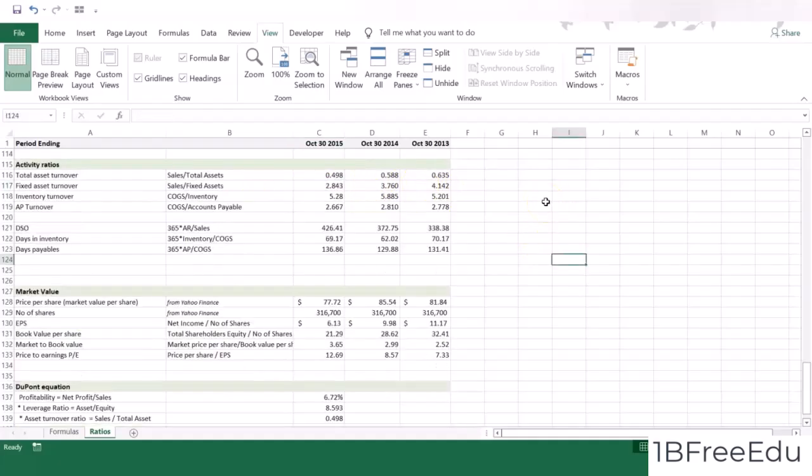Next, asset management ratios, or activity ratios. This is a set of ratios that measure how effectively the firm is managing its assets. Basically, this answers the question: does the amount of each type of asset seem reasonable, too high or too low in view of current and projected sales?